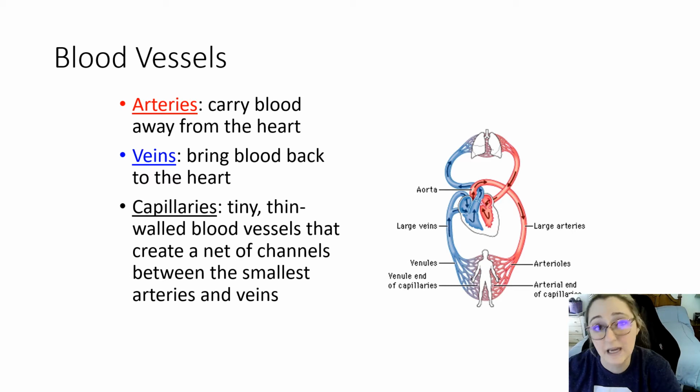The other blood vessels that you need to know are between your arteries and veins, and those are capillaries. Capillaries are going to be tiny and thin-walled. This is where you're going to have most of the nutrient and gas exchanges occurring. They are very important and very, very small, and we'll talk about those a little bit more in just a minute.